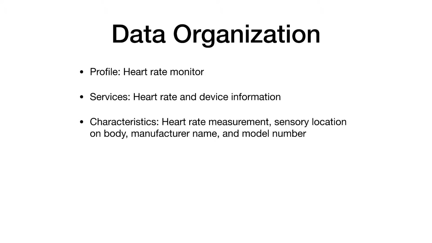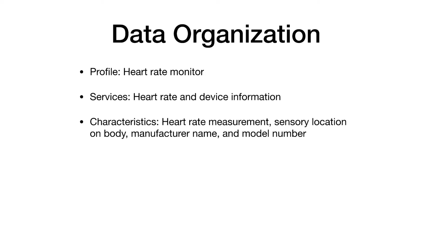And each of these characteristics, I didn't mention in the previous slide, some of them can be read only, write only, or read and write. So you could imagine that maybe heart rate measurement is read only. You can only read from it, you can't write to it. But sensor location is something that you can read and write to, because when the person moves the sensor to some other part of their body, you can update that.